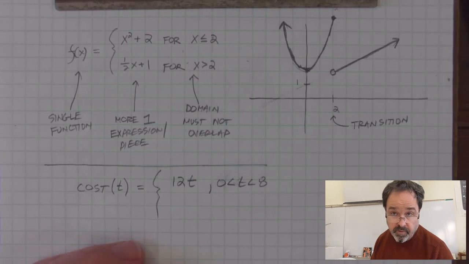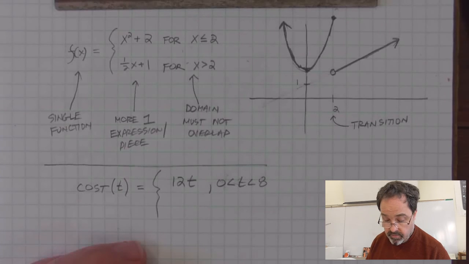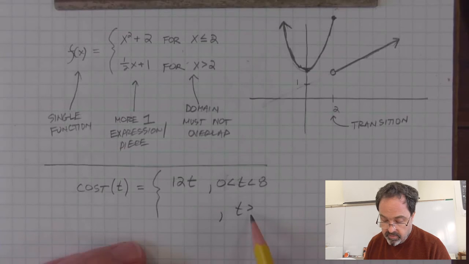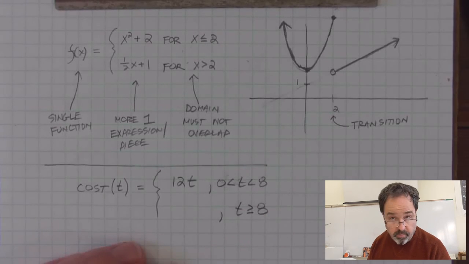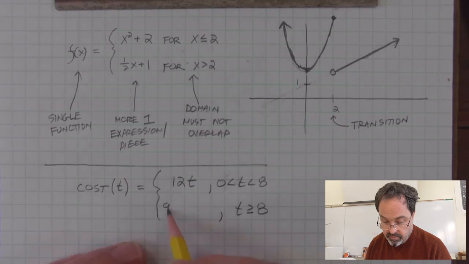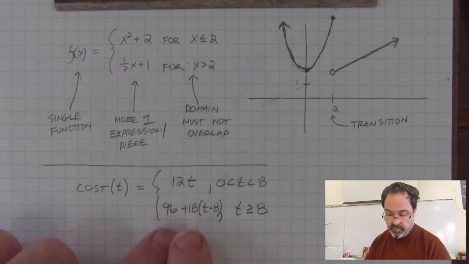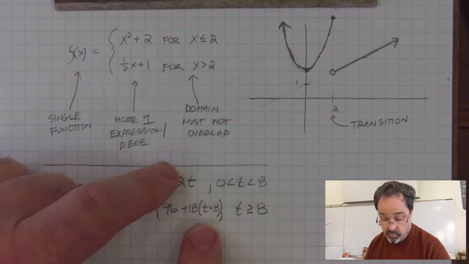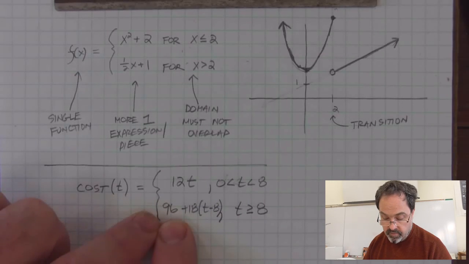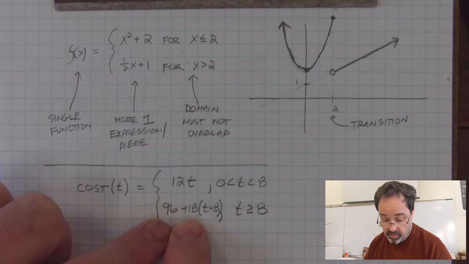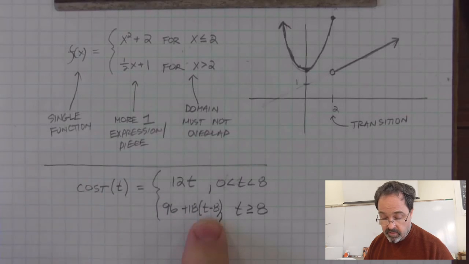The function will not be defined for negative values of t. And then when t is 8 hours or more, we're going to use a different expression to calculate the cost. It'll be $96 plus $18 for every value of t over 8. So this expression is intended to capture the first 8 hours at 12, which is $96, and then we add $18 an hour for every value of t in excess of 8.